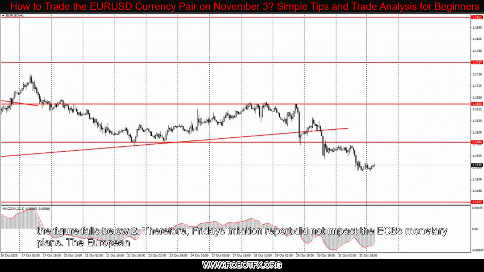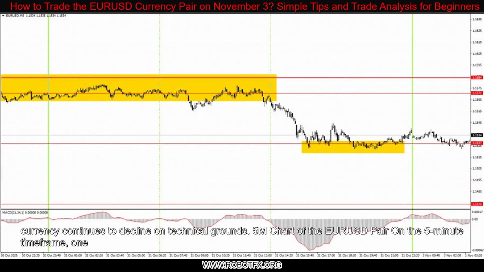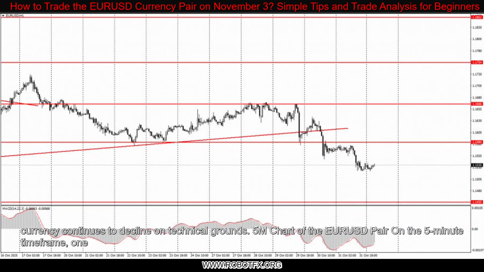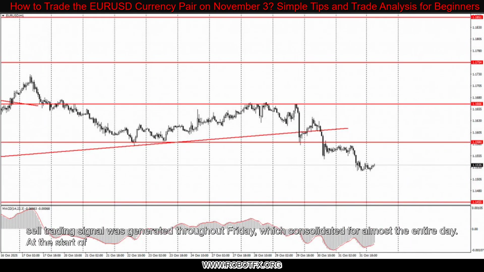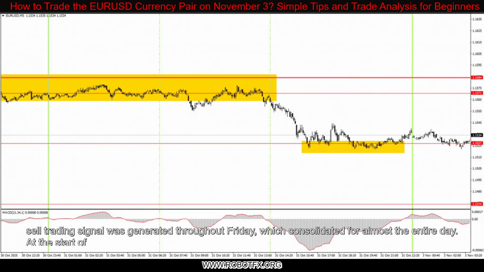The European currency continues to decline on technical grounds. 5M chart of the USD pair. On the 5-minute time frame, one sell trading signal was generated throughout Friday, which consolidated for almost the entire day. At the start of the American trading session, the price broke out of the 1.1571-1.1584 area, allowing short positions to be opened.